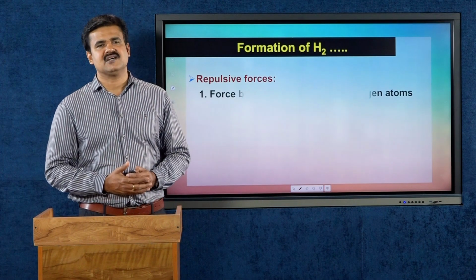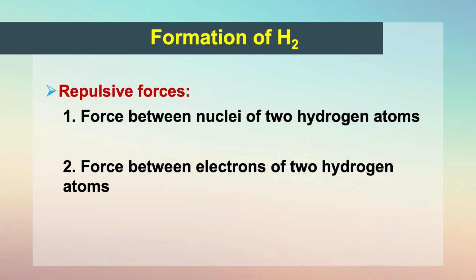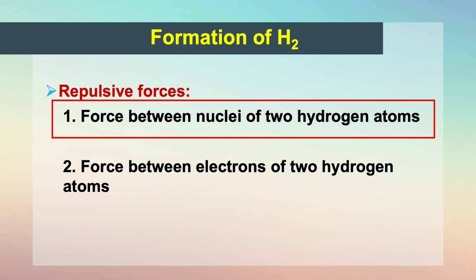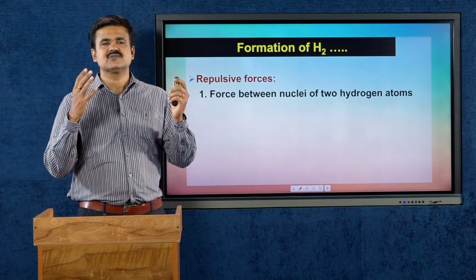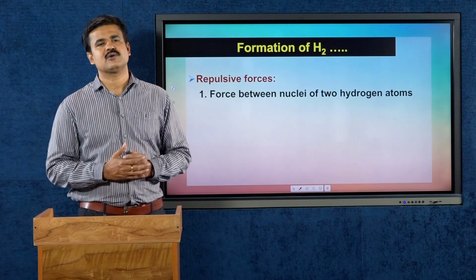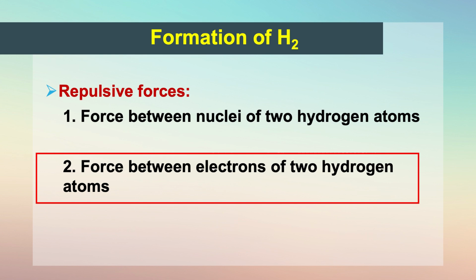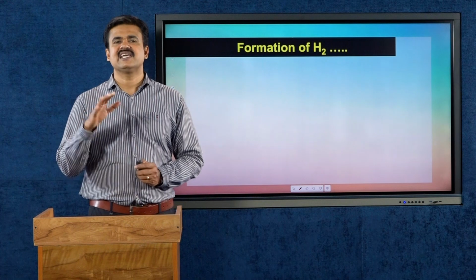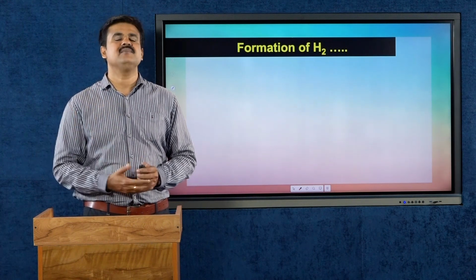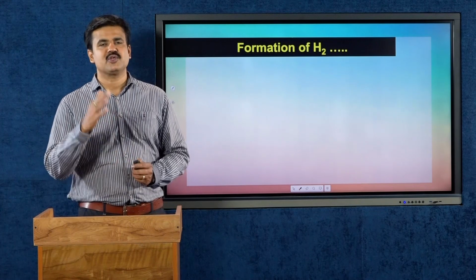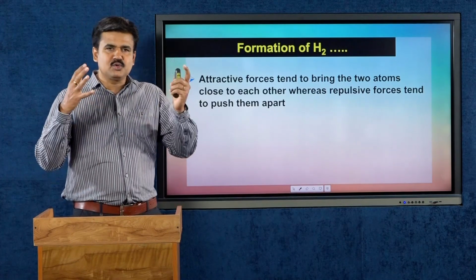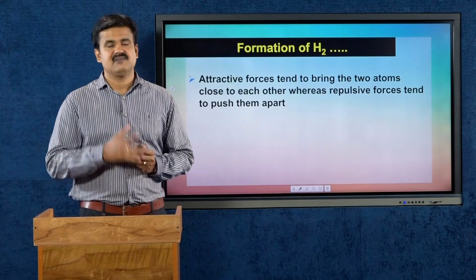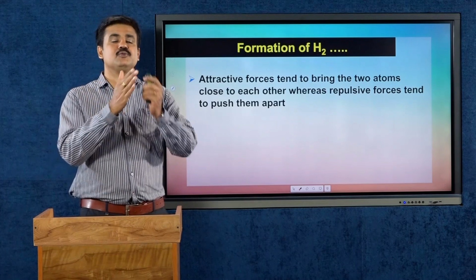There occur repulsive forces also. The first repulsive force is the force between the nuclei of the two hydrogen atoms. You know, the nucleus is a positively charged body. When two like positively charged nuclei come together, there occurs some repulsive force. The second repulsive force is the force between the electrons of the two hydrogen atoms. So there occur some attractive forces as well as some repulsive forces during the formation of the hydrogen molecule from two hydrogen atoms. Attractive forces tend to bring the two atoms close to each other, whereas the repulsive forces tend to push them apart.